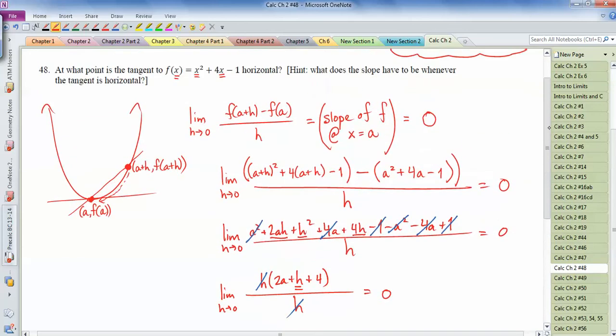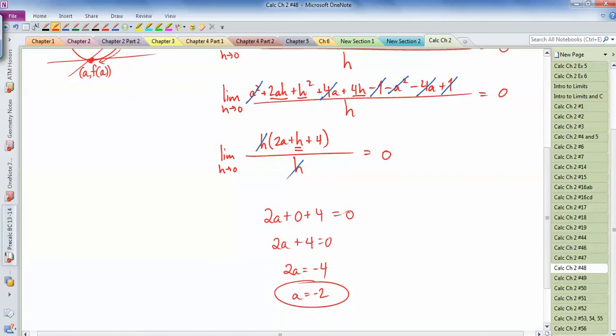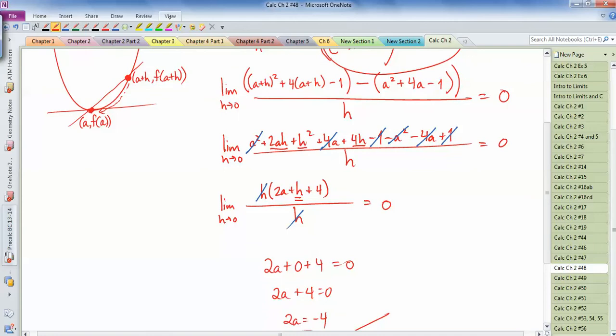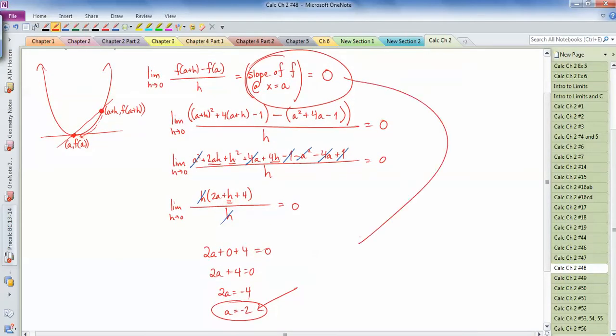So what we know is that the slope of f at x equals a is 0 when a is negative 2. So that's another way of saying that. Let me shrink this down a little bit. Another way of combining these two statements into one would be that the slope of f at x equals a, but a is negative 2, is 0. Let me use the number 0.